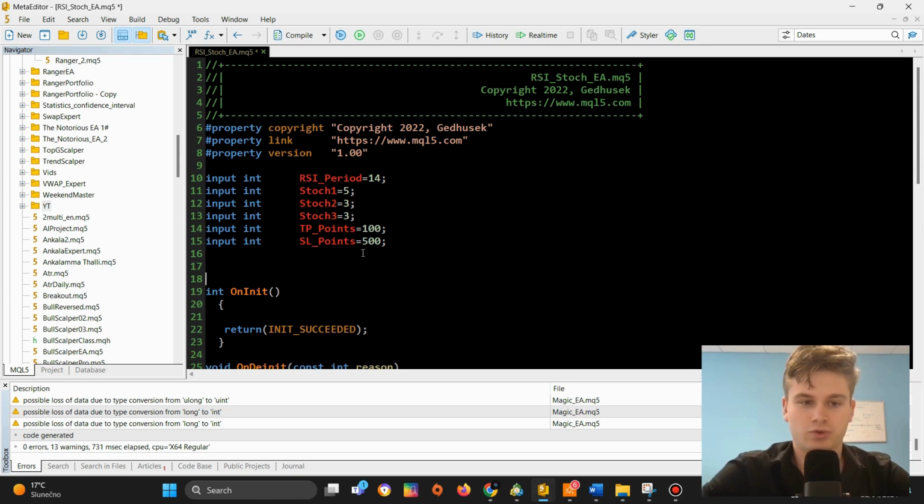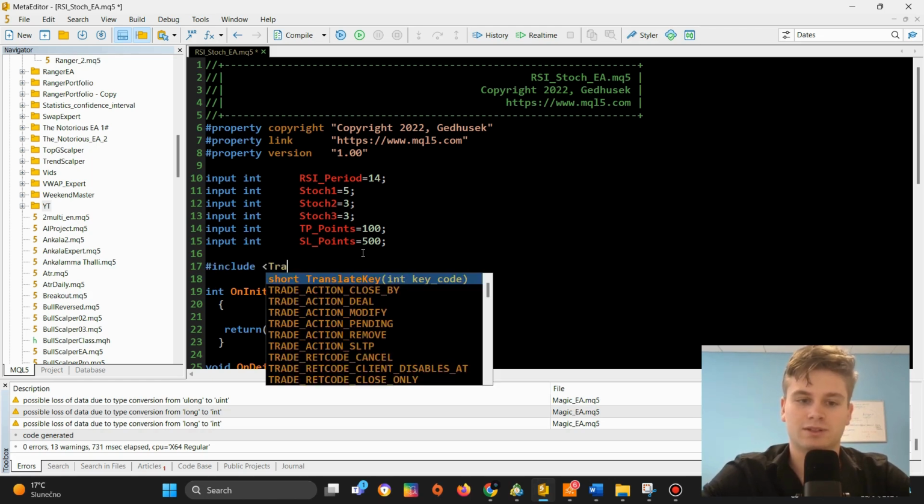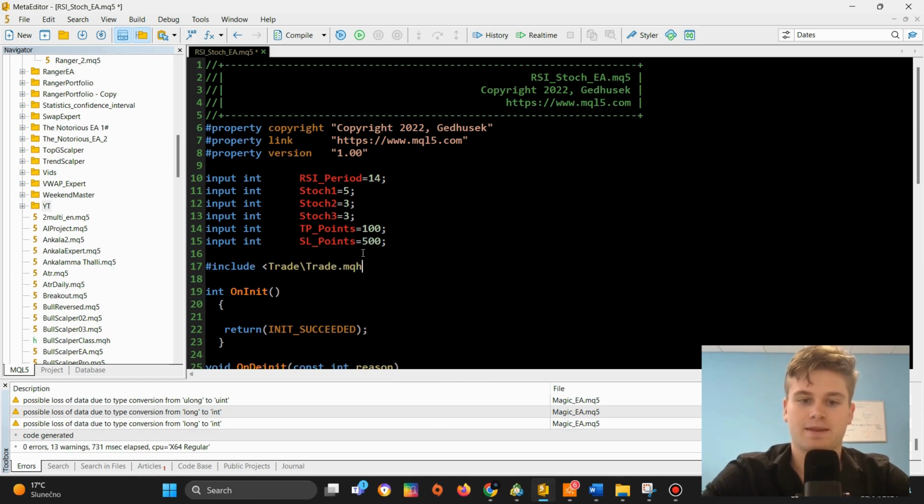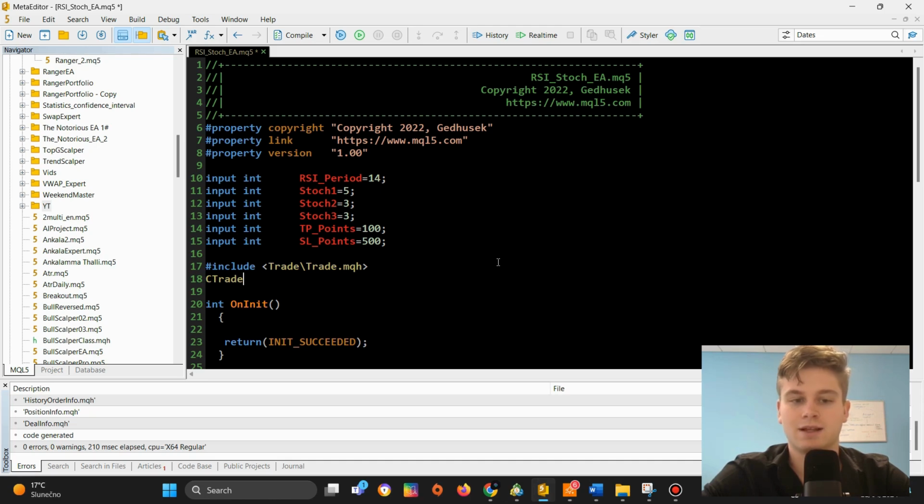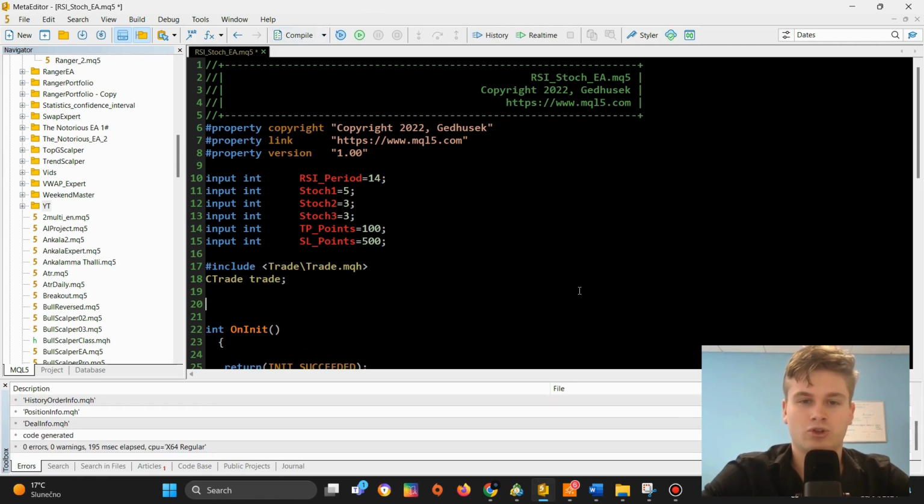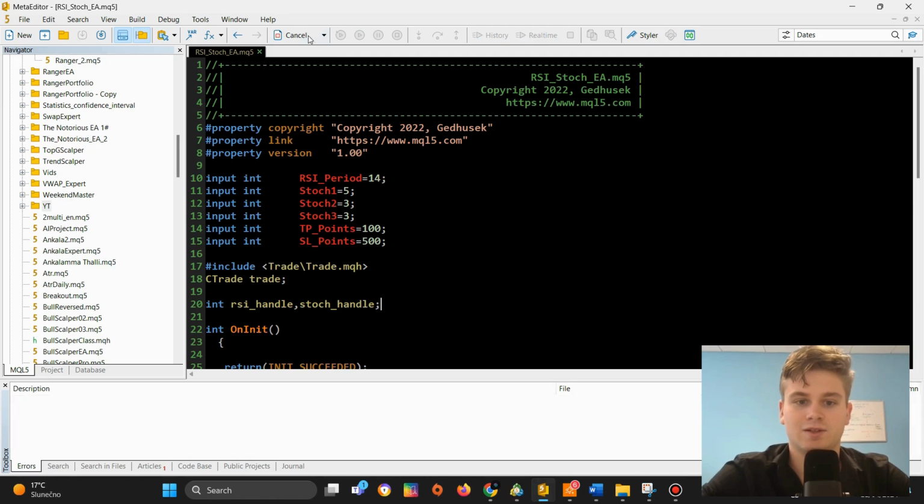The first thing that we have to do when creating an expert advisor is include the trading class, or library, and this will allow us to open buy and sell positions later. Let's create an instance of this class, CTrade, and let's call it trade. Then, because we are working with 2 indicators, we need to create handles for each of the indicators. So integer RSI handle, and stochastic handle.